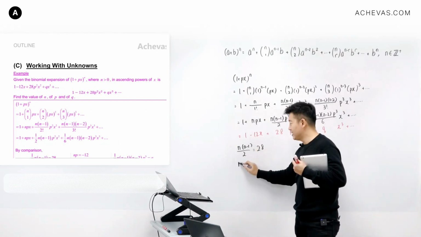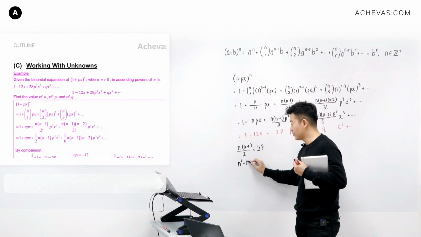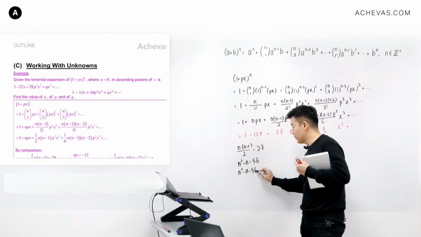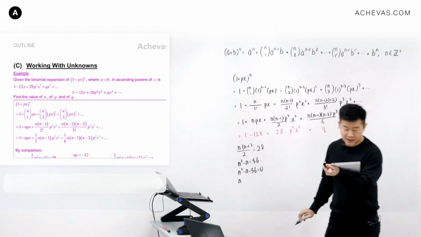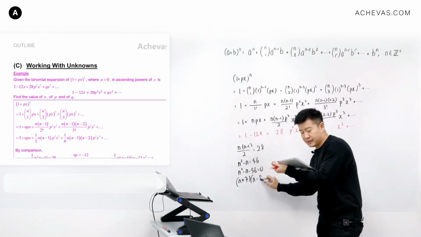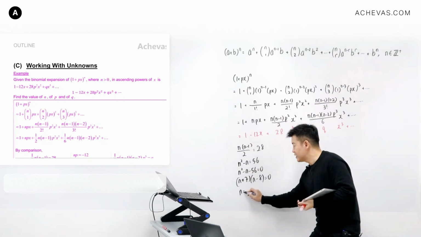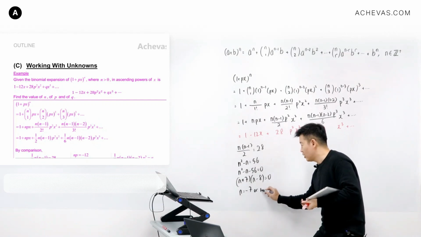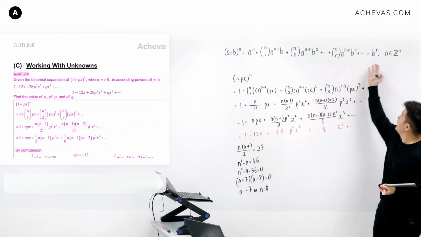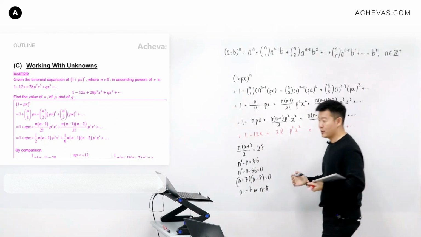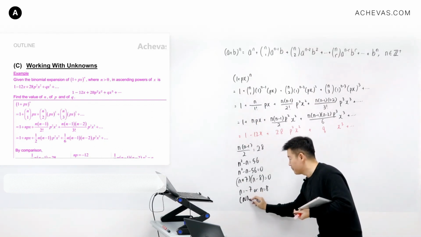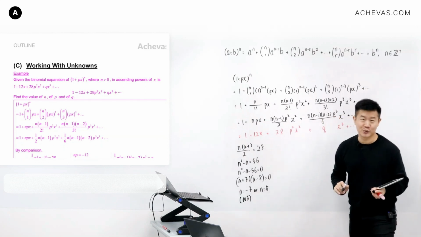So n times n is n square, and this is going to be minus n. This is equal to 56. N squared minus n minus 56 is equal to 0. Factorizing this, it is going to be n plus 7, n minus 8, equal to 0. This gives me n equal to minus 7 or n equal to 8. Should we be rejecting one of them? Of course, because n is a positive integer and the question has already told me that n is bigger than 0. So we're going to be rejecting this, which means that n is equal to 8.